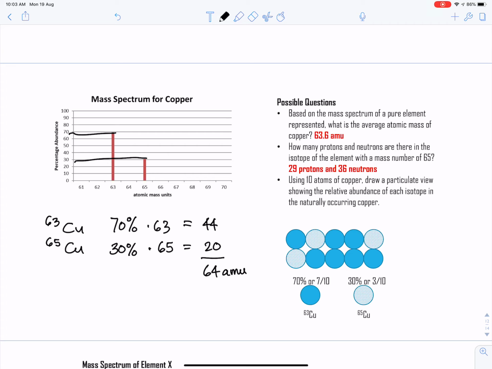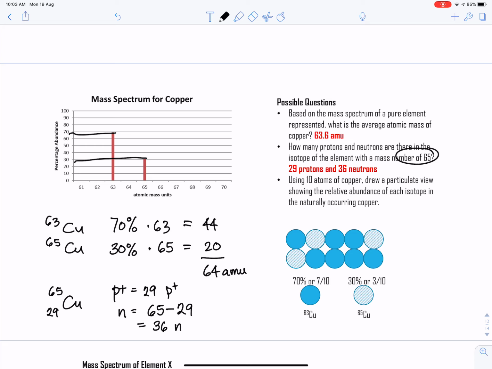Now, how many protons and neutrons are at the mass number 65? So we have here copper-65, and in the periodic table, copper has atomic number 29. So the number of protons is 29, and the number of neutrons is 65 minus 29, which will give us 36 neutrons, and these are your protons.